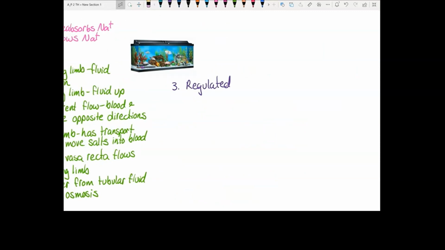So we have two main hormones that are going to act here. We have aldosterone. And remember, we already talked about it. It causes the nephron to have more sodium-potassium pumps. And these pumps move sodium to the blood, and water follows.